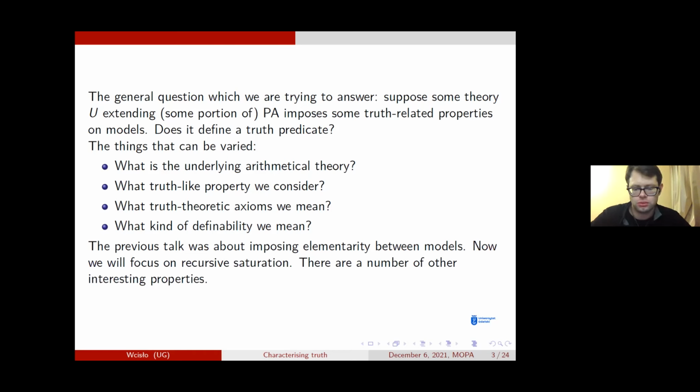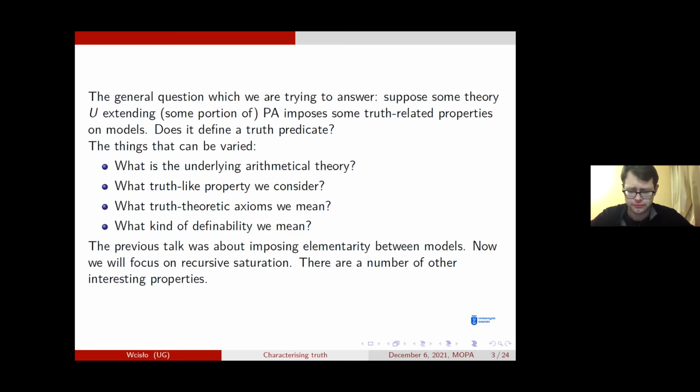So we will be interested in the question: suppose that you have a fragment of PA, or, well, essentially for us, a fragment of PA, and you assume that you have a theory such that the arithmetical part of its model is recursively saturated. So it imposes recursive saturation of the arithmetical part. Does that mean that it satisfies some truth, that it defines some truth predicate? And in what way does it define it?